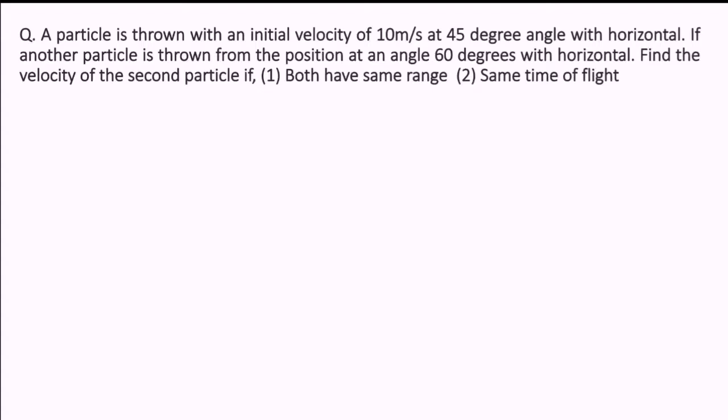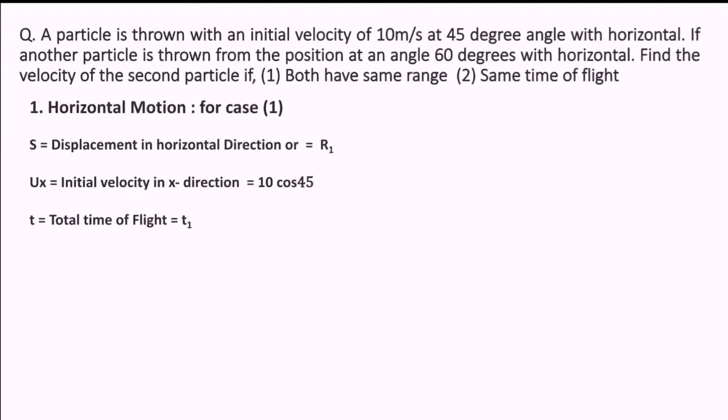of flight. We have already discussed earlier, whatever be the kind of problem, our procedure will remain same, that is dividing the motion into horizontal and vertical motions. So starting with the first particle, horizontal motion, we need three parameters S, U and T. S, let us say the displacement in horizontal direction is r1.